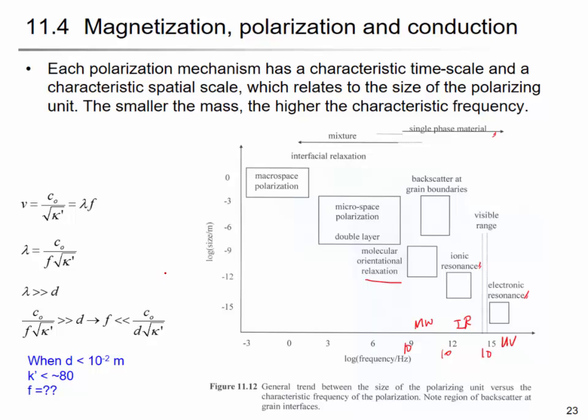The velocity of the light or the velocity of the electromagnetic wave is lambda times frequency, or the speed of light over the square root of the kappa prime. Then from that, lambda is c naught over f times the square root of kappa prime. So let's compare this lambda with the particle size. Because when the particle size is similar to the wavelength, the wave can scatter, right? So to be equivalent, you have a particle size like this.